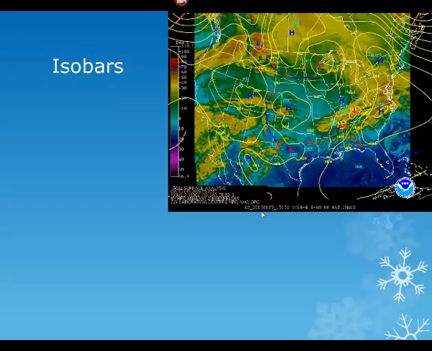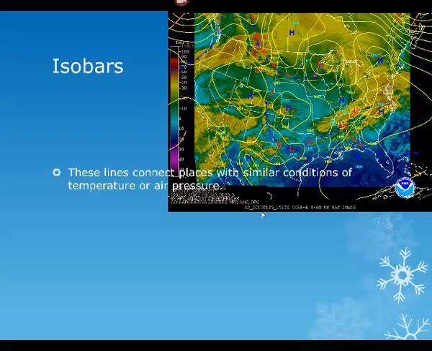One type of map that is created is called an isobar map. So on these weather maps, we see curved lines. The curved lines connect areas of similar atmospheric pressure. You'll notice there's a number of L's and H's on this map. The L's represent areas of low pressure. The H's represent areas of high pressure. The yellow lines connect areas of equal pressure.